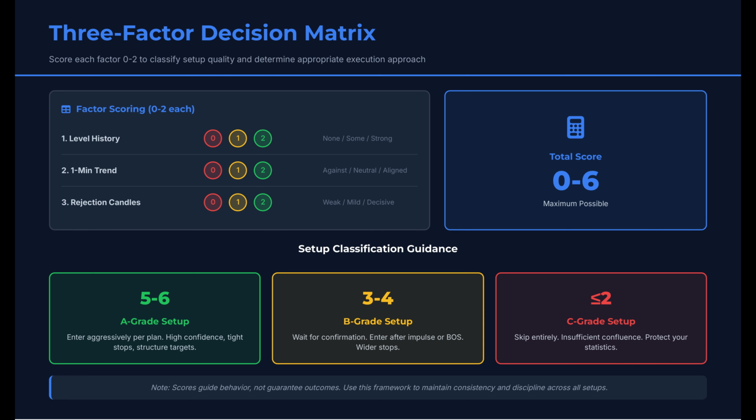Let me give you 5 real-world scenarios to demonstrate how this matrix works in practice. Remember, trading is not about catching every move. It's about stacking probabilities in your favor and only risking capital when you have a legitimate edge. The 3-factor decision matrix ensures you're always trading with an edge, never against one.